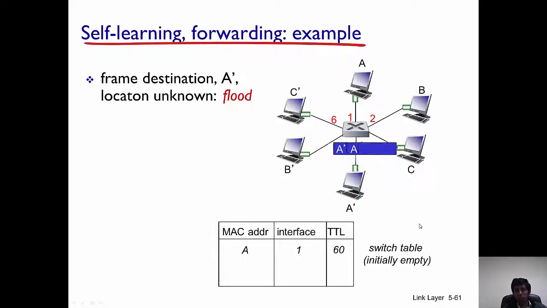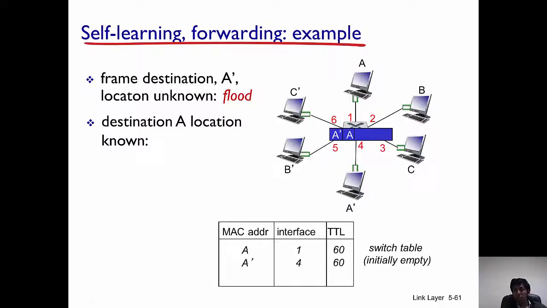receive this frame. Next, let's assume that A prime now wants to contact A. What it does is it sends the frame along interface 4, and when the switch receives this frame, it extracts A prime and puts in the MAC address A prime, the interface 4, and another TTL.